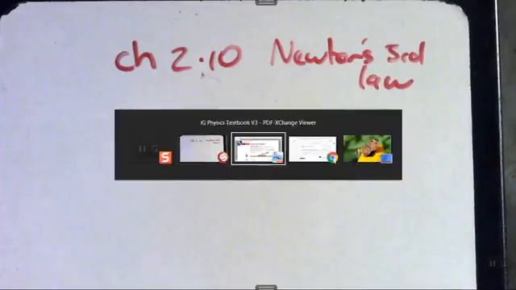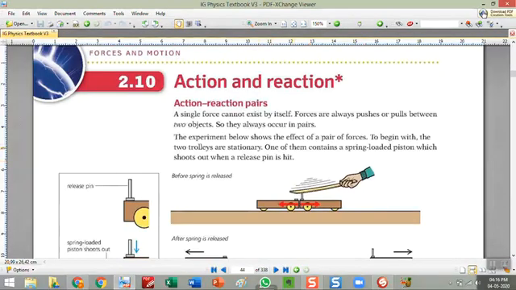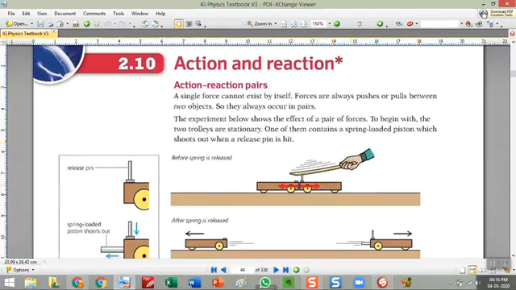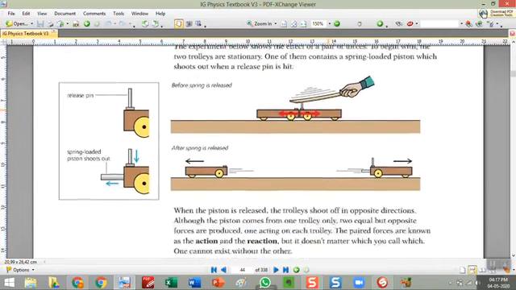Let's quickly go to our textbook and just read there. We call this action-reaction pairs. A single force cannot exist by itself. Forces always push or pull between two objects. They'll always occur in pairs. So the key here that we need to know is two objects.